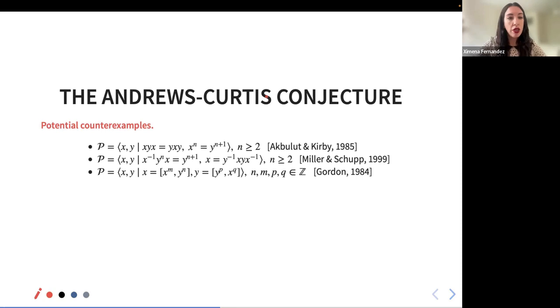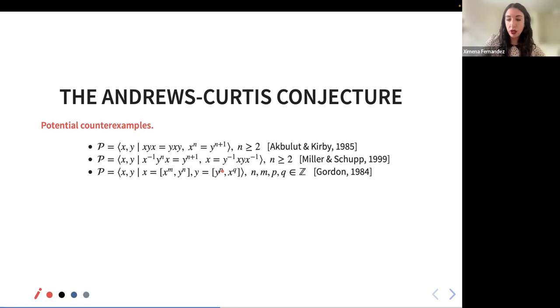So there is a list of potential counterexamples. That is a list of presentations that are balanced presentations of the trivial group, but it's not known whether there is a sequence of Andrews-Curtis transformations to transform these presentations into the empty presentation.